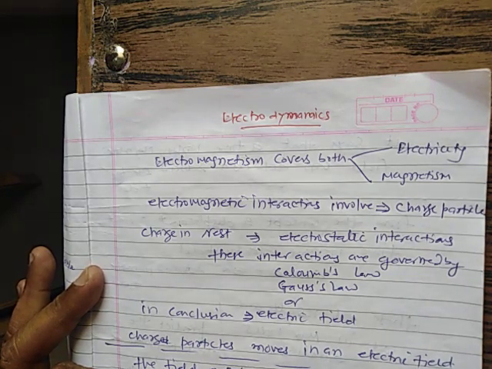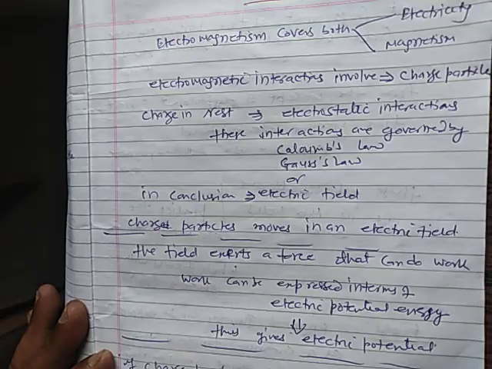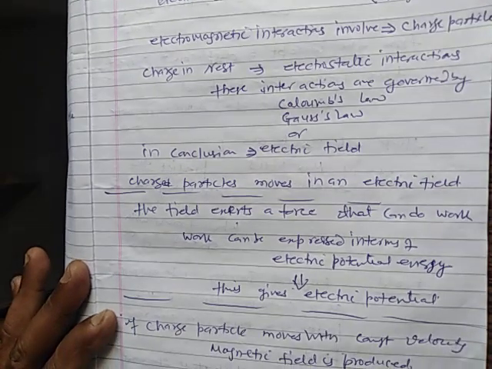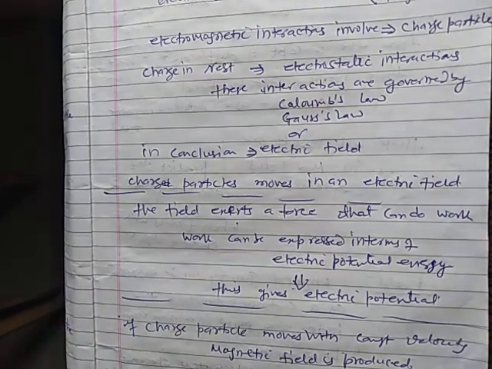Again, if a charged particle moves with constant velocity, a magnetic field is produced, and Biot-Savart's law and Ampere's law can be applied for the moving charge, and a moving charge is also a source of magnetic field. Now, if magnetic flux changes, an EMF and current are induced, and electromagnetic induction is governed by Faraday's law.